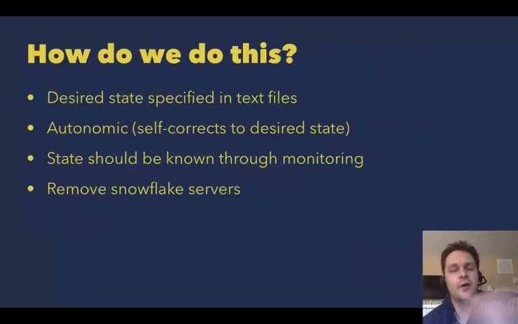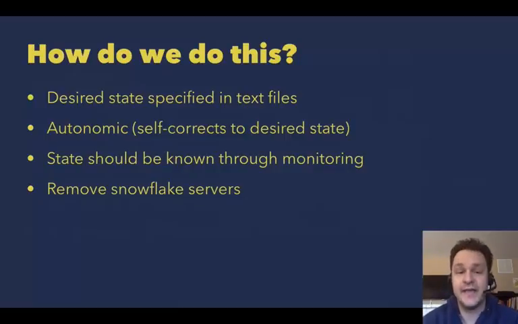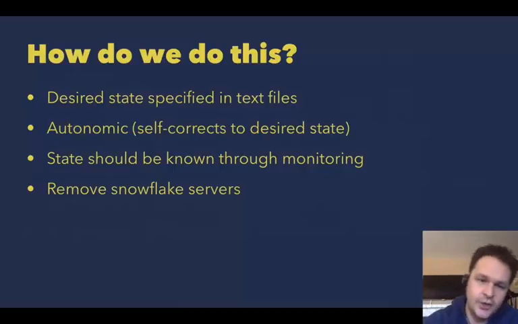So how do we do it? We store the desired state of our environment in text files. We don't define necessarily how to get there. We decide where we want to be, and we define our target state. We do it in an autonomic way, so that we can self-correct to a desired state. And that state should be known through monitoring. We should be constantly looking at our systems and our infrastructure and deciding, is the current state the same as what we're looking for it to be?